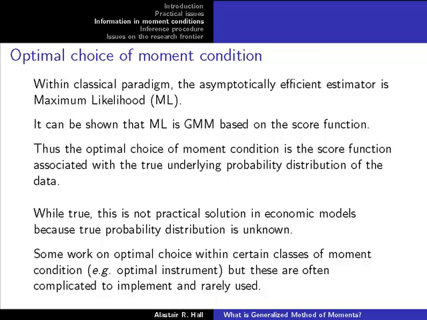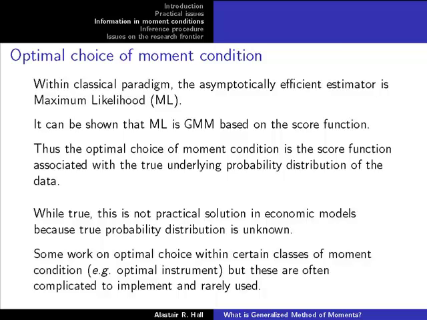And it turns out that there's quite a straightforward answer to this, although it won't be very useful for us in the context in which we're working. We're working in the classical paradigm here with generalized method of moments, and within the class of consistent, uniformly asymptotically normal estimators, the best estimator we can use is maximum likelihood.